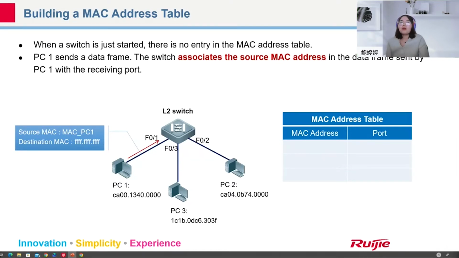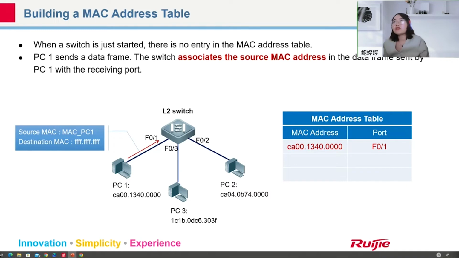The first thing, when the layer 2 switch receives a message from PC1, is learning, right? Learning means I will record the source MAC address and the receiving interface. So MAC address 1 and the first port will be added into the MAC address table. Then I will do the forwarding. About the forwarding, we will use the destination MAC address to look up your MAC address table.